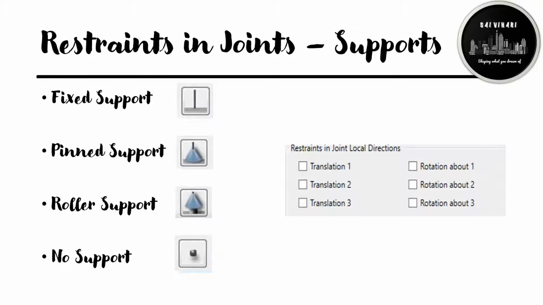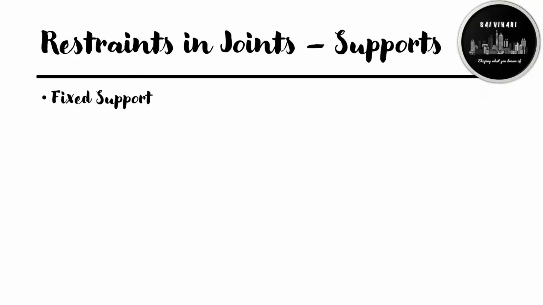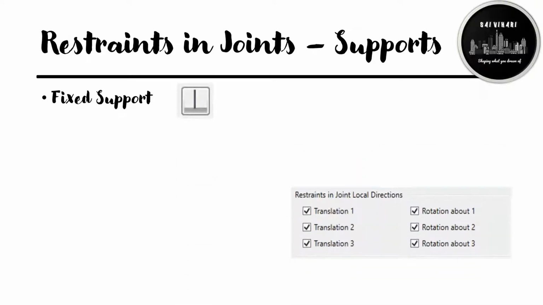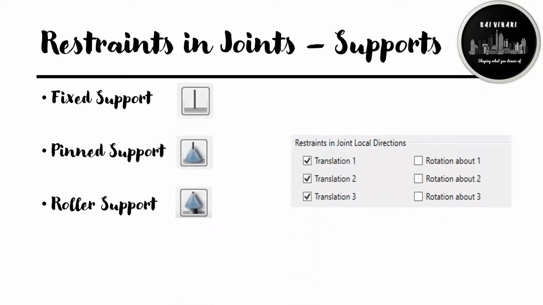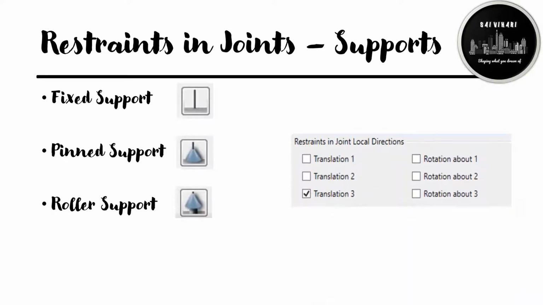The joints in a structural member are classified into 4 types, depending on these degrees of freedom. Fixed support provides restraints in all 6 degrees of freedom, that is translation in 3 axes and rotation in the 3 axes. The pinned support restrains all 3 translational degrees of freedom. The roller support restrains only the translation in the z axis. The no support or the free support means there is no restraint in any degree of freedom.